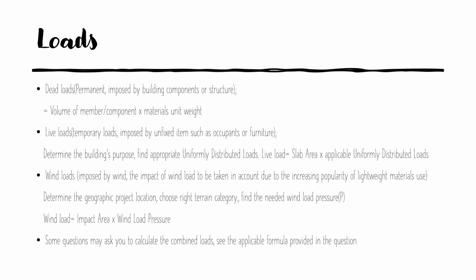For the calculation of wind loads, firstly, you need to determine the geographic project location. Then you need to choose the right terrain category and find the needed wind load pressure. As far as the formula for calculating wind load is concerned, you simply multiply the impact area of the wind load by the wind load pressure that you find in the table and graph.